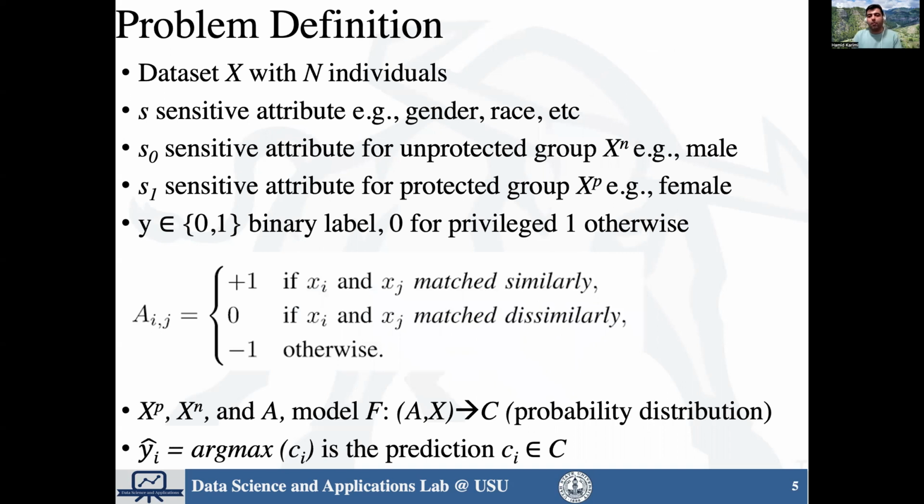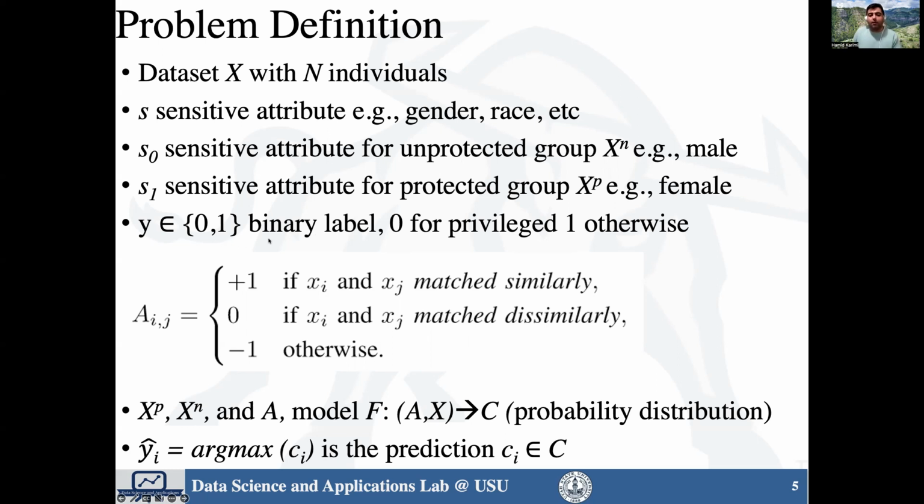Before presenting our proposed framework, I would like to present some notations and the problem definition. Suppose we have a dataset X with n individuals. S is a sensitive attribute such as gender or race, and we have the unprotected group, which, for example, are males. S0 is used for the sensitive attribute of the unprotected group. Similarly, we have S1, the sensitive attribute for the protected group, which is denoted by XP, for example, female.